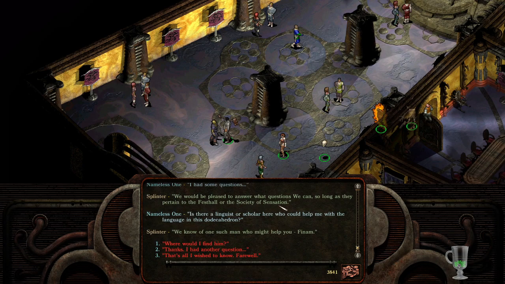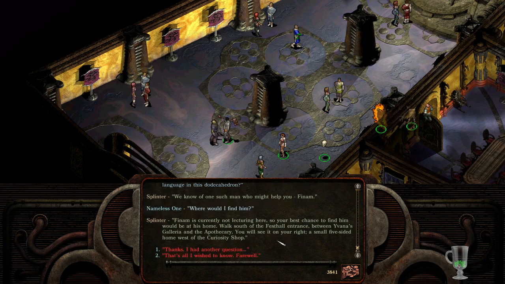Linguist or scholar? I know of one such man who might help you, Venom. Where would I find him? Venom is currently not lecturing here, so your best chances to find him would be at his home. Walk south of the Fest Hall entrance between Vanna's Galleria and the Apothecary. You'll see it on your right, a small 5-sided home west to the Curiosity Shop.